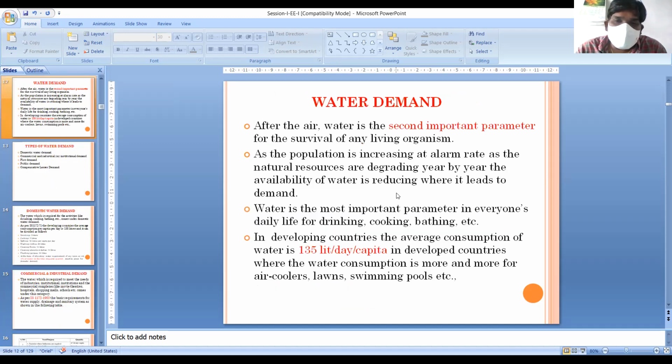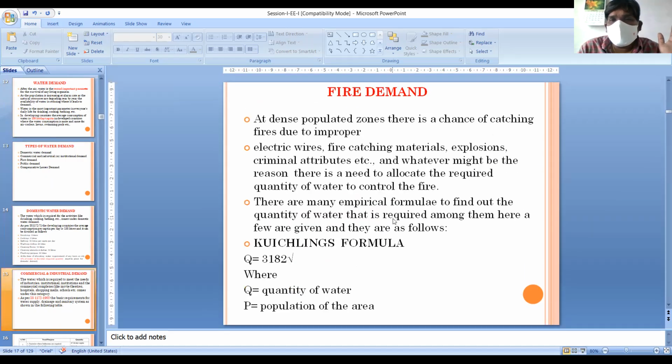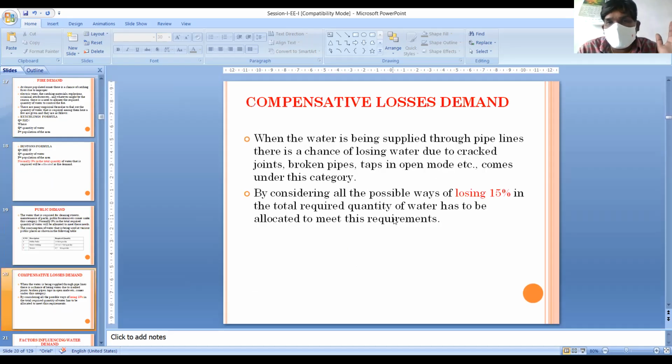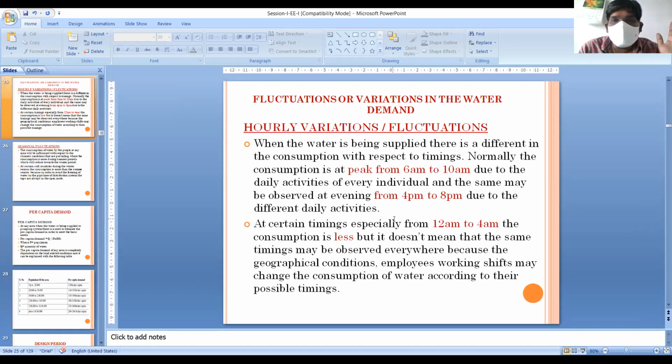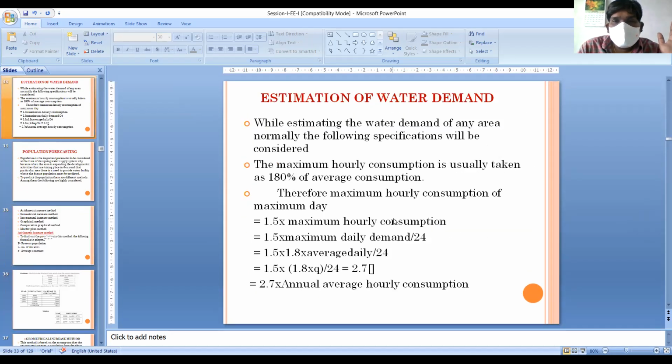Of course, that is 135 liters per day, and when we made an attempt, it was bifurcated like this: drinking 5 liters, cooking 5 liters, bathing 55 liters, washing clothes, cleaning floors, cleaning dishes, flushing purpose. That's what we have seen. An associated topic we have seen is estimation of water demand. This is what I mean, we already discussed it.